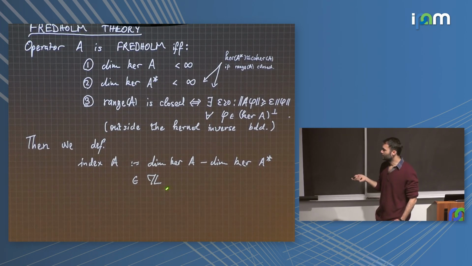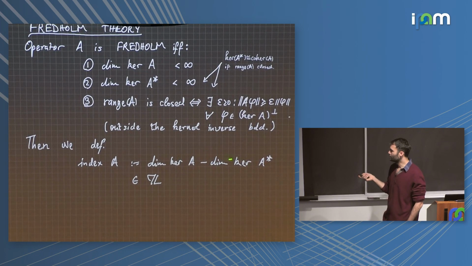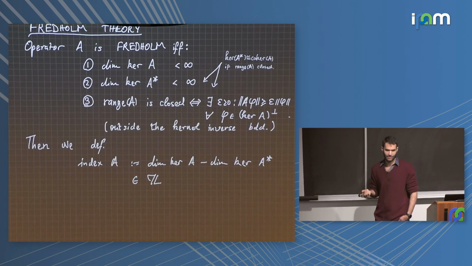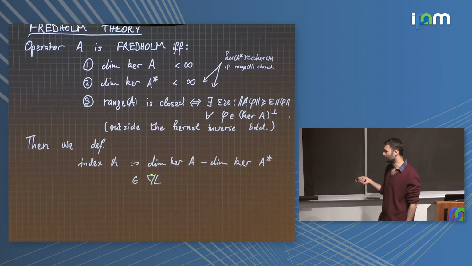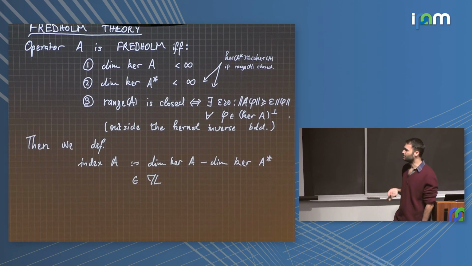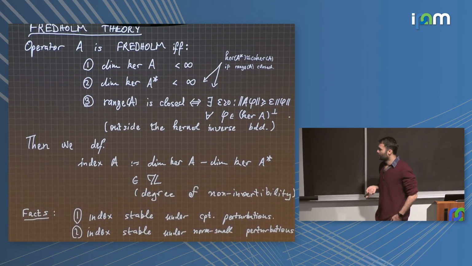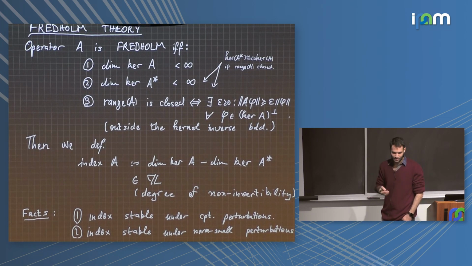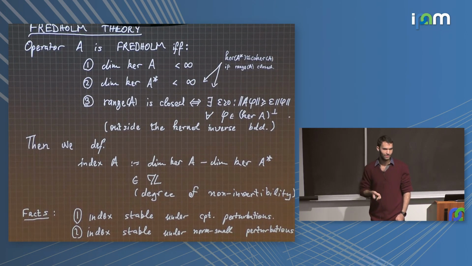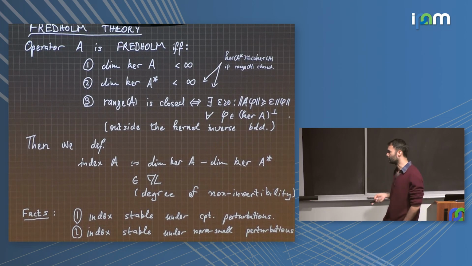So it means that if we ask for the difference of the two dimensions, we sort of measure how much this operator is not invertible. And it should be Fredholm if it's not invertible up to something finite dimensional. So that's what we're interested in here. And it is manifestly integer valued. What is very important for us, there are many properties of Fredholm operators, but what I want to focus on is the fact that this index is stable under compact perturbations and also under norm continuous perturbations.